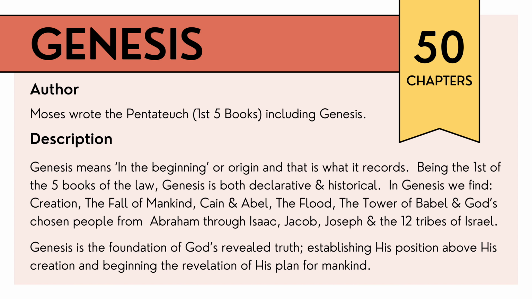When she had finished giving him a drink, she said, "I will also draw for your camels until they have finished drinking." She hurried and emptied her pitcher into the trough and ran again to the well to draw and drew for all his camels. The man looked steadfastly at her, remaining silent to know whether Yahweh had made his journey prosperous or not. As the camels had done drinking, the man took a golden ring of half a shekel weight and two bracelets for her hands of 10 shekels weight of gold, and said, "Whose daughter are you?"